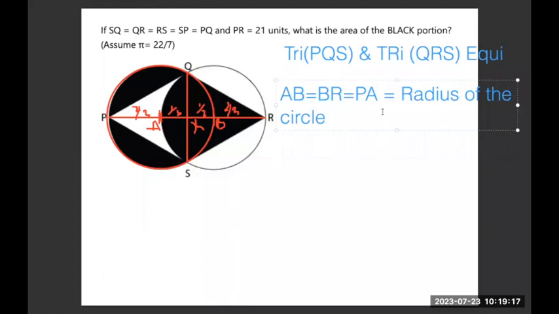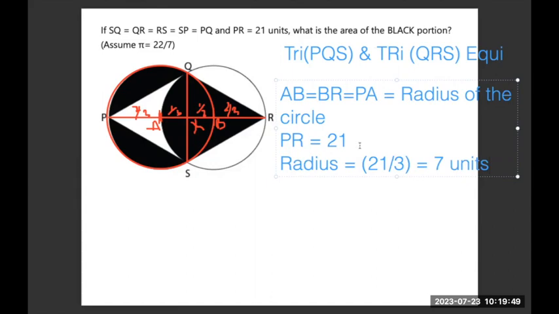What I have also given is, how do I now find the radius of the circle? Because I am given PR also. The value of PR is equal to 21 centimeters, okay, 21 units, whatever. So 21 units आपको PR का total दिया है. We know the radius of the circle is 1/3 of 21. So 21 divided by 3 is equal to the radius of the circle, which is 7 units.